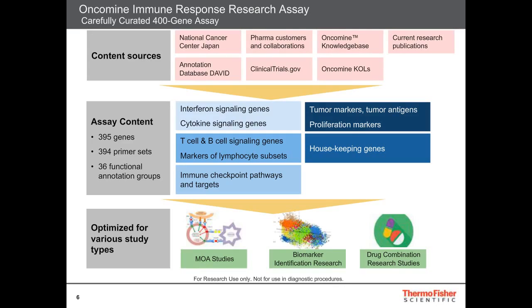And so we finally ended up with 395 genes, including interferon signaling genes, cytokine signaling genes, T and B cell signaling genes, markers of lymphocyte subsets, immune checkpoint pathways and targets, tumor markers, proliferation markers, and a background of housekeeping genes. And these genes are chosen to support various types of experiments, method of action studies, biomarker identification research, and drug combination research studies.